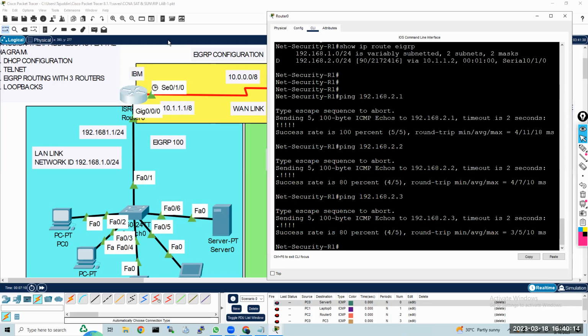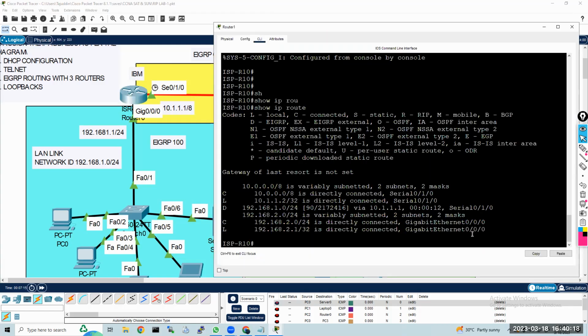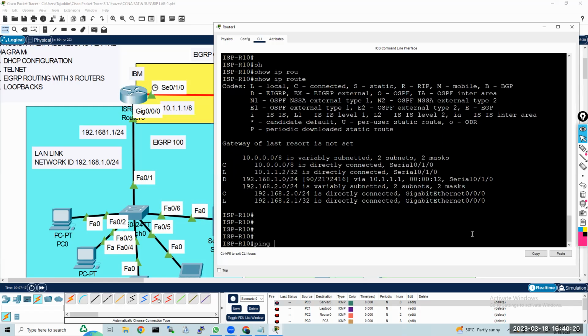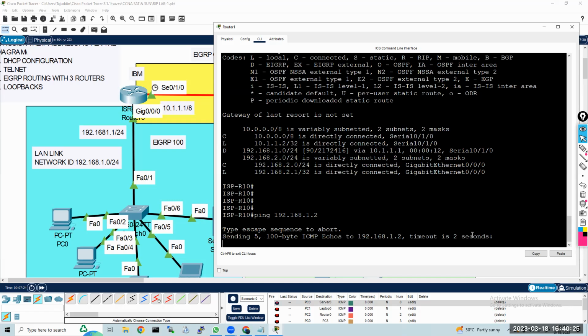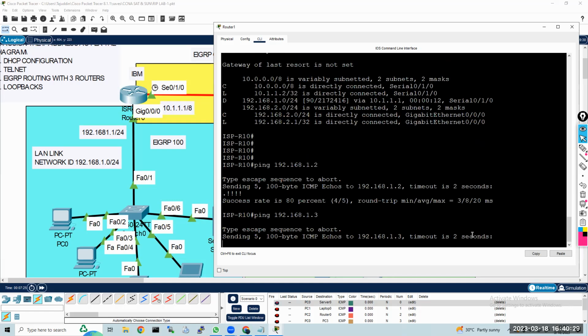So let's check from this side, router 2. Can I ping 192.168.1.2? Yes, I have the reachability to 1.3.